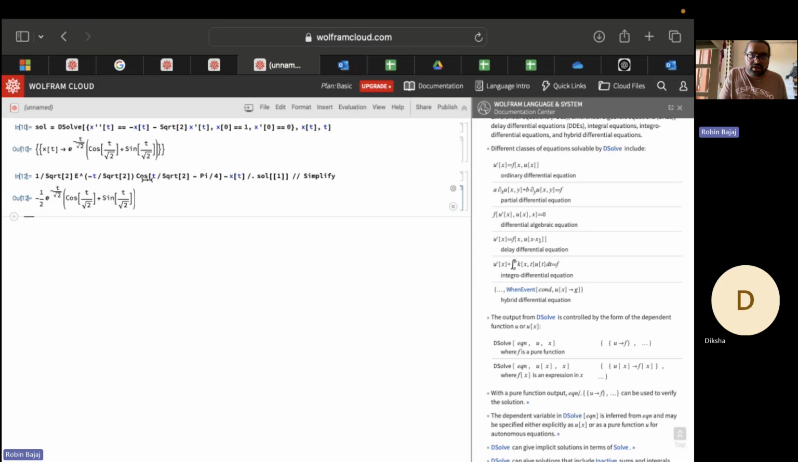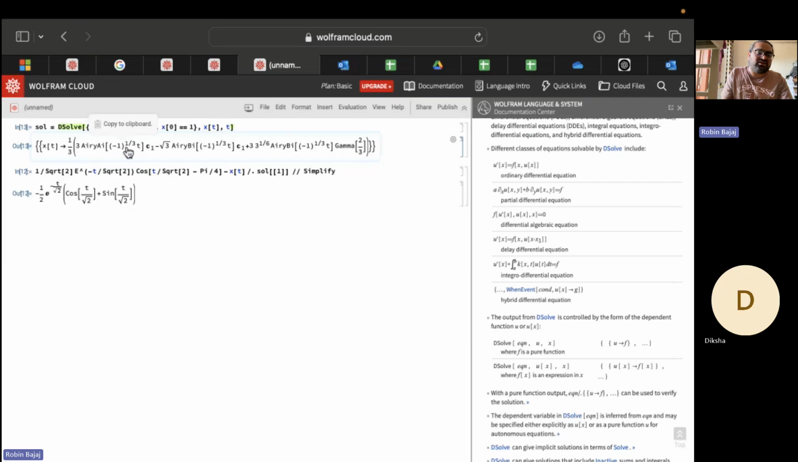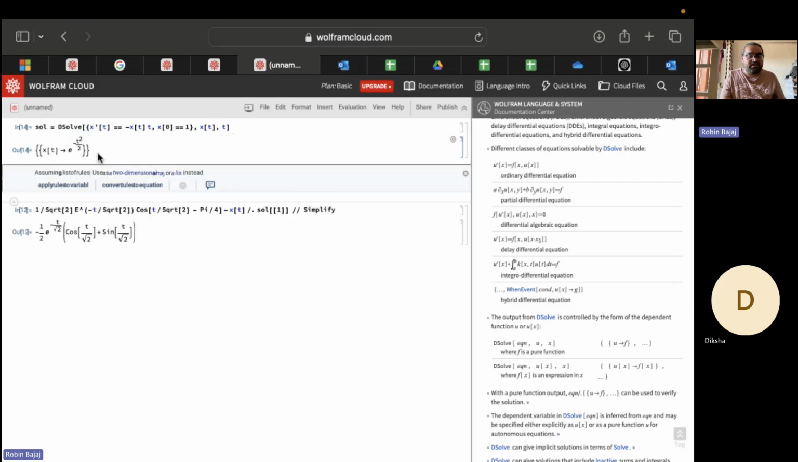So if I see this one, I did it. I'll just change it over here. The initial condition is the same except the derivative. I'll just rerun it. Oh, this was not the first derivative. It's the first derivative. So it's e to the power minus t square by 2. It gave me the solution.